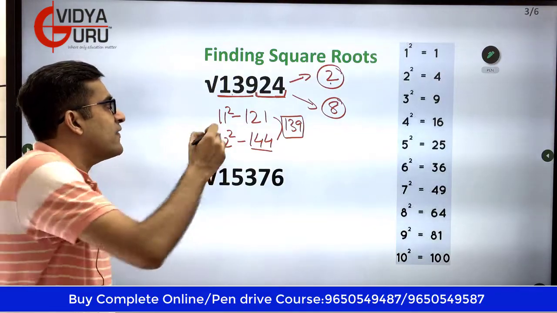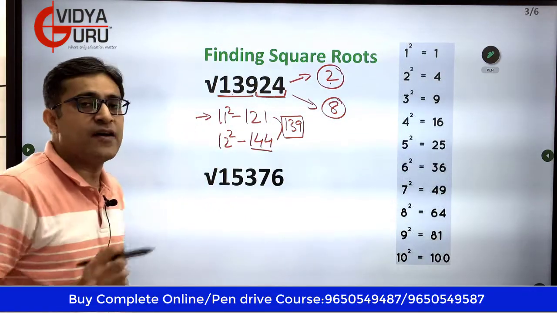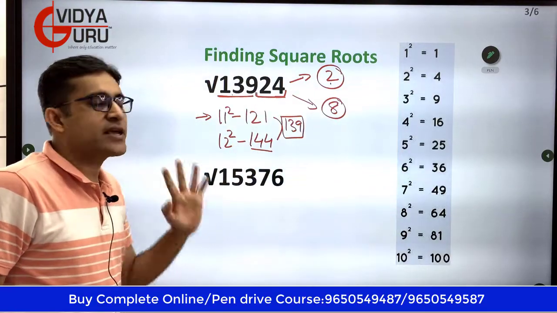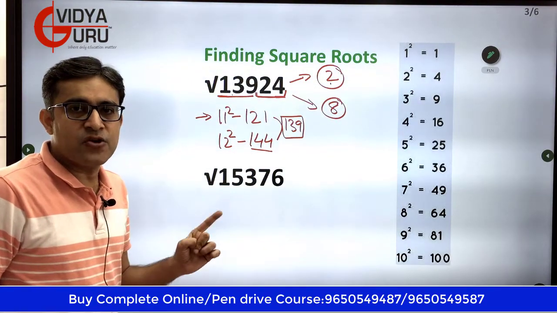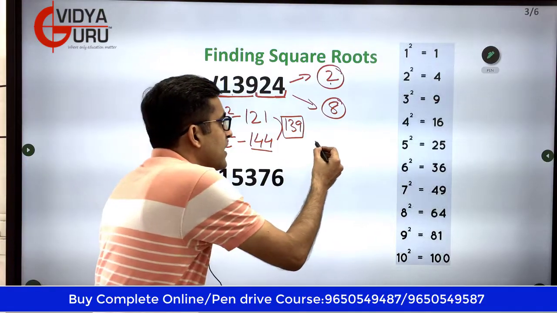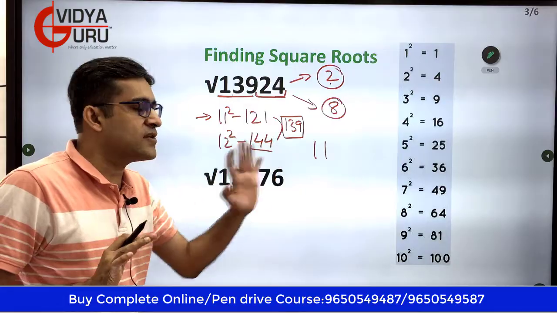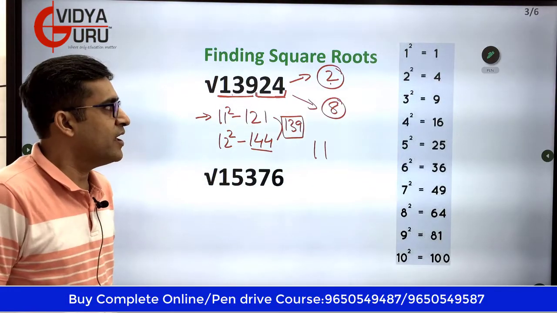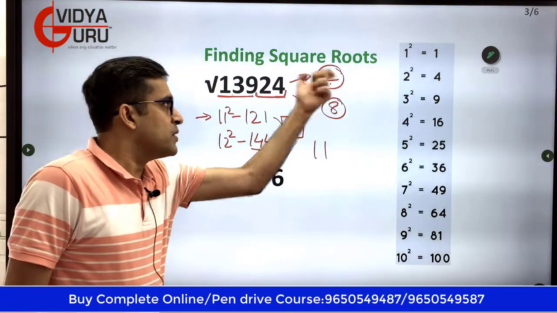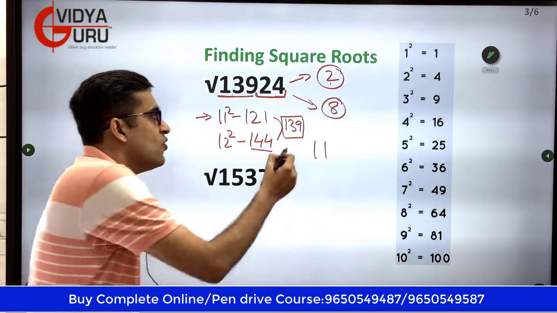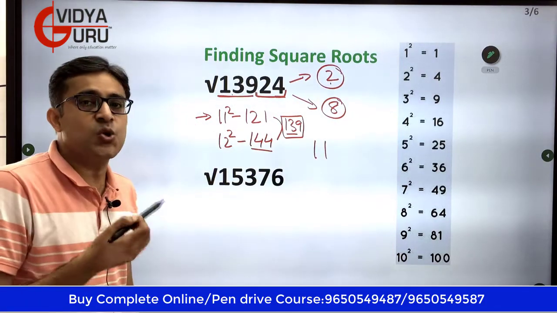So I will have to go with 11, because 144 will overshoot. So I cannot use 12. So I use 11. The first 2 digits are 11. Now I have to decide between 2 and 8. So 139, what is it closer to?